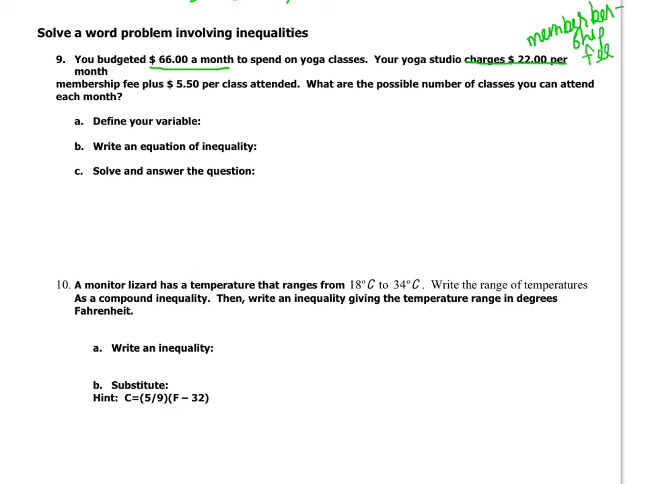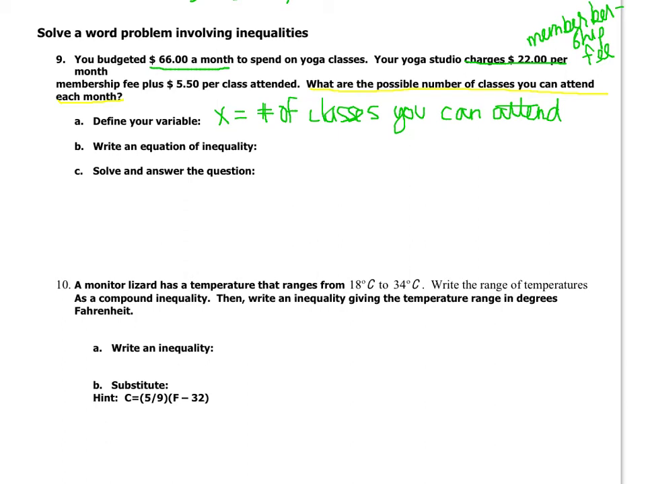Membership fee, plus $5.50 per class attended. What are the possible number of classes you can attend each month? So here is my question. What are the possible number of classes you can attend each month? And if that's what I'm looking for, that's what I'm going to make my variable. So define your variable. X is going to equal the number of classes you can attend.